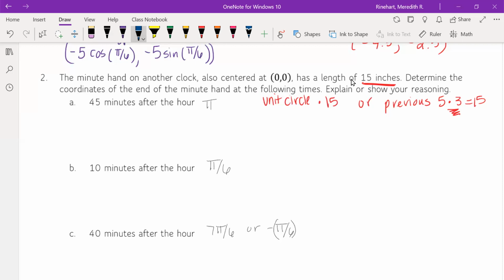So negative 15 comma 0, or you could have 15 cosine pi comma 15 sine pi. And for 10 minutes, it's going to be approximately 13.05 comma 7.5. When you take 0.87 times 15 and 0.5 times 15, or your answer 4.3 times 3, which is like 12.9, and 2.5 times 3, you get 7.5. So either of those is fine.